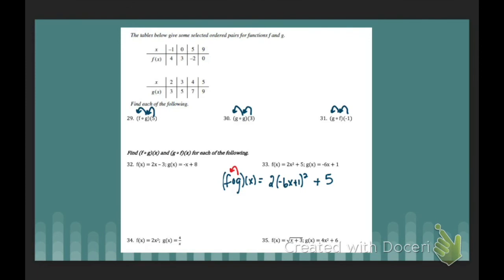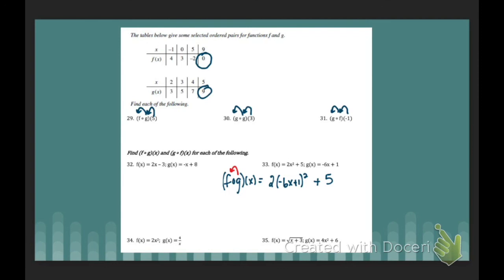For problems 29 through 31, we're taking the number that we're evaluating at. So for 29, we're going to take 5, and we're going to see what g of 5 is. So I'm plugging 5 into g. Look up at the table that uses function g, find where x is 5, see what your y value is. In this case, it's 9. So now we're going to take 9 and plug it into function f. Go up to function f table, find where x is 9, see what our y value is. So my final answer for 29 is 0. For 30, we're just going to use function g twice.